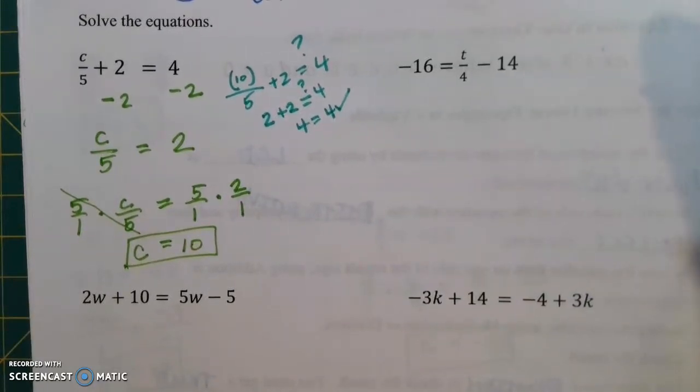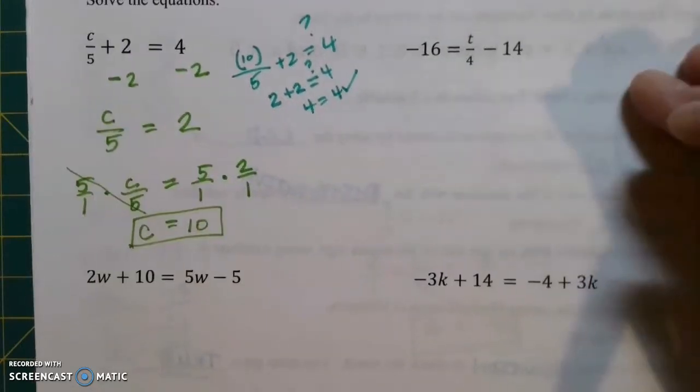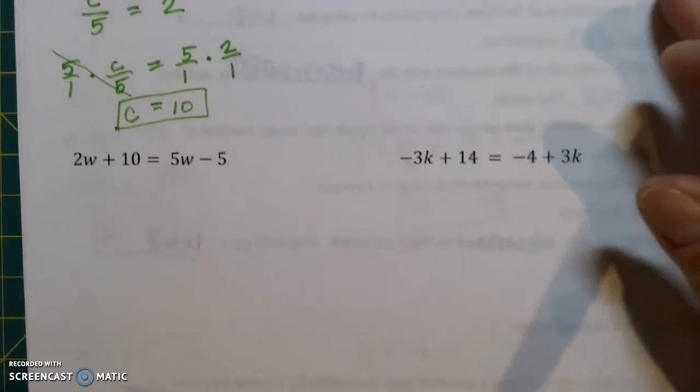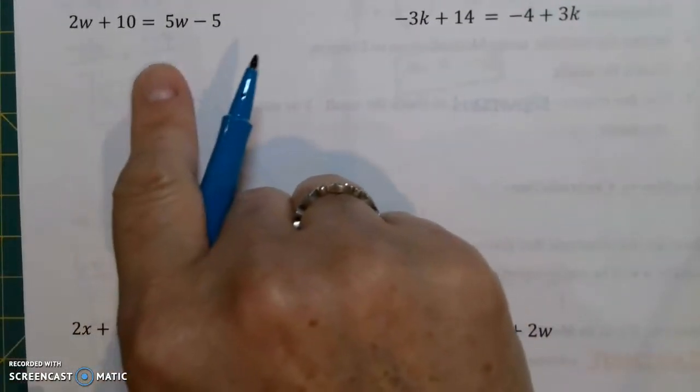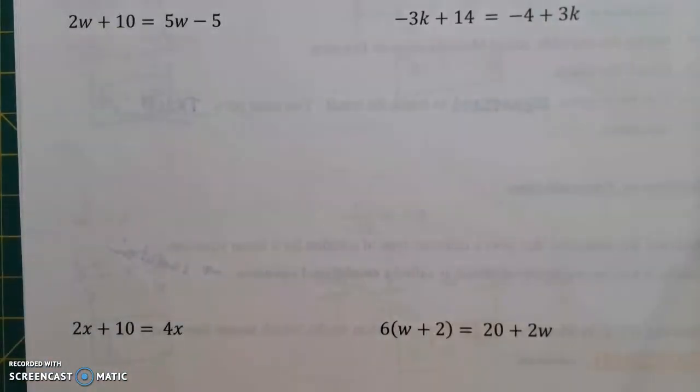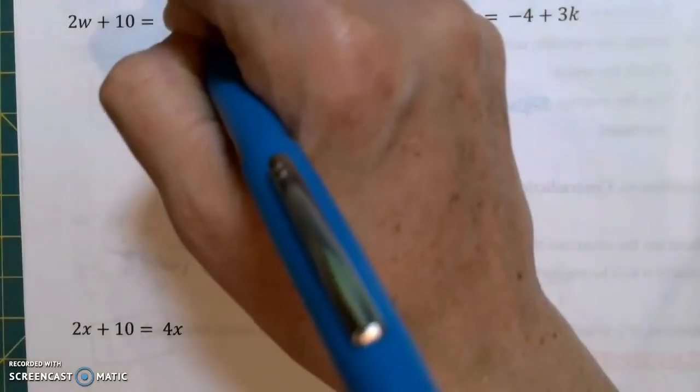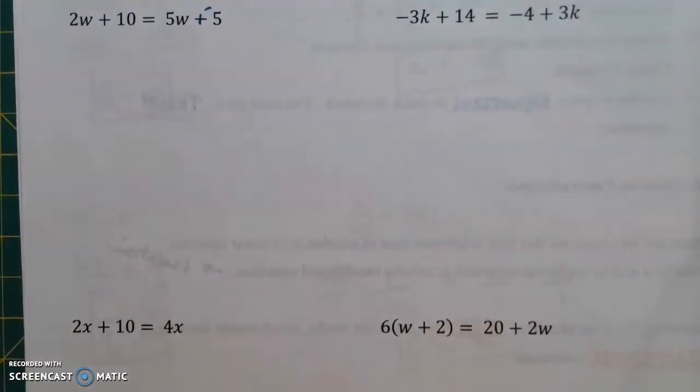Let's look at the one that's beneath that one. So one that has variables on both sides. So looking at 2w plus 10 equals 5w minus 5. So I'm going to change that subtraction to adding the opposite so I can move things around more easily. And I am going to move my variables to the right side.